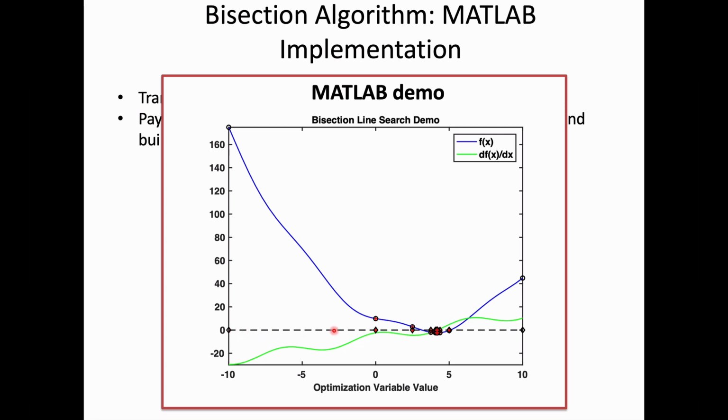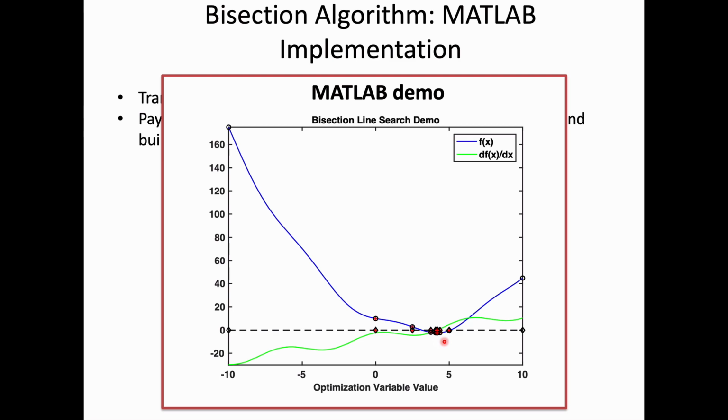This dashed black line shows where the function value is 0, and we can see this green line here is negative most of the way until we get right there. Then it crosses 0, and then it goes positive. And where this green line crosses 0, that's where the minimum is.